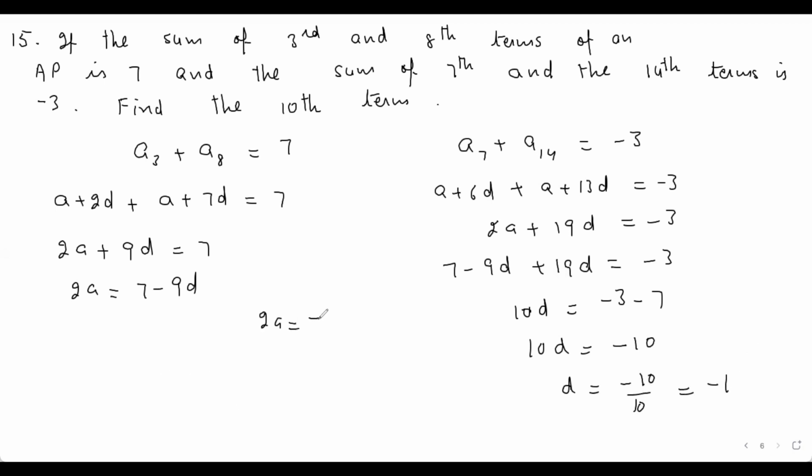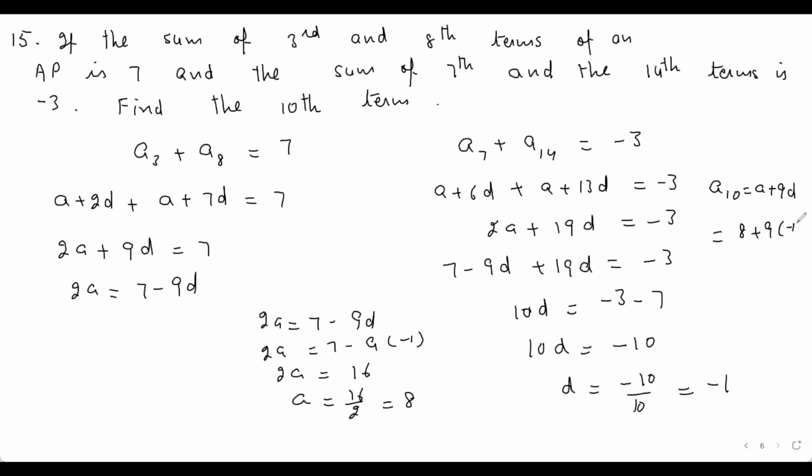2A is equal to 7 minus 9D. So 2A is equal to 7 minus 9 into minus 1. It means 2A is equal to 16. So A is equal to 16 by 2, that is 8. So value of A is 8, value of D is minus 1. Now you have to find 10th term. So you have to find A10. A10 is equal to A plus 9D. Value of A is 8 and D is minus 1. It means 8 minus 9, that is minus 1. So A10 is equal to minus 1.